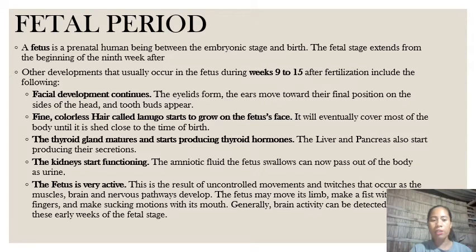The first is that facial development continues. Fine colorless hair called lanugo starts to grow on the fetus's body. It eventually covers most of the body until it is shed close to the time of birth. Next, the thyroid gland matures and starts producing thyroid hormones. The liver and the pancreas also start producing their secretions. The kidneys start functioning. The fetus is very active.